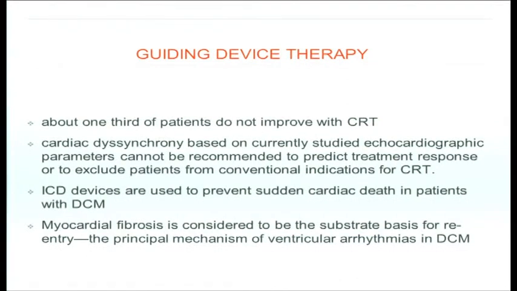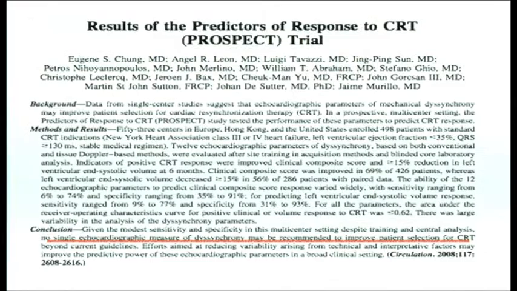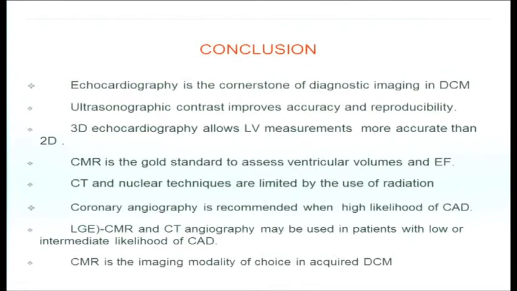And the patients who have ICD devices, some of them will never get appropriate ICD therapy. So can we identify these patients who do not need an ICD by doing different types of imaging? This has not been validated, but the finding of myocardial fibrosis on cardiac MRI may have some impact, because myocardial fibrosis is the principal substrate for re-entry and the principal mechanism of ventricular arrhythmias in these patients. I would like to conclude.